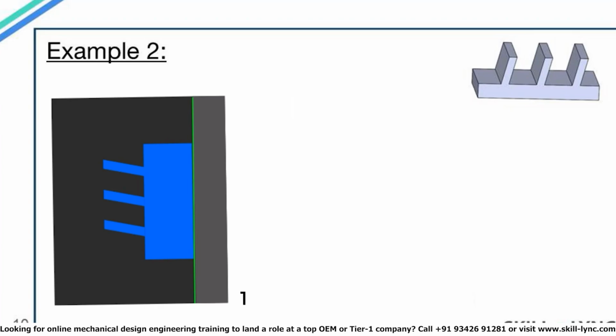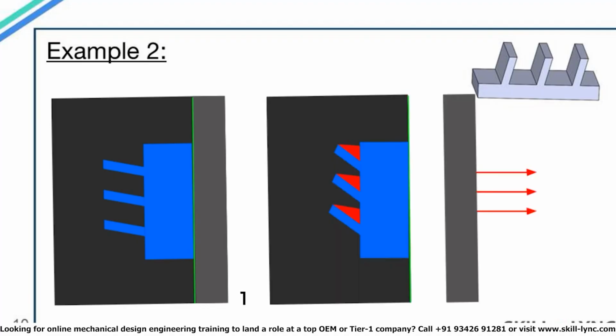Here the blue colored part is the component and the green color indicates the parting surface. In this case, the parting surface was selected along the flat base of the component. But once the material is injected and solidified, if we try to remove the part from the mold, it won't be possible due to undercuts, which is indicated by the red color.